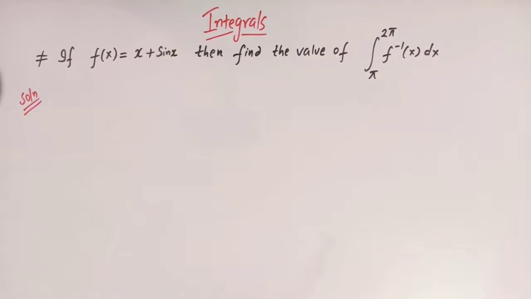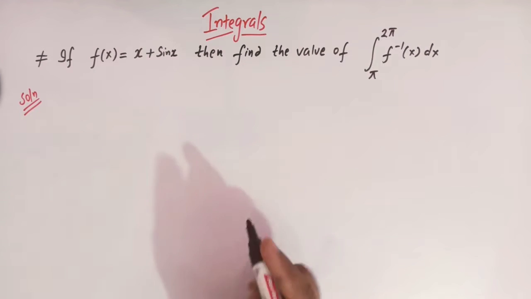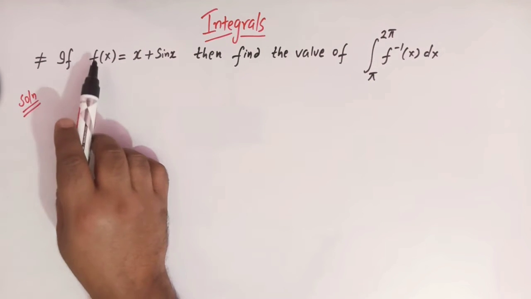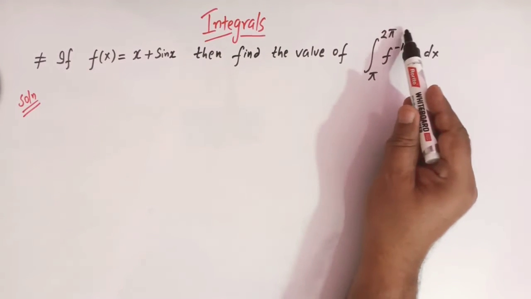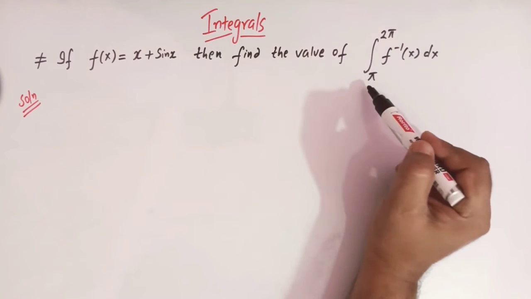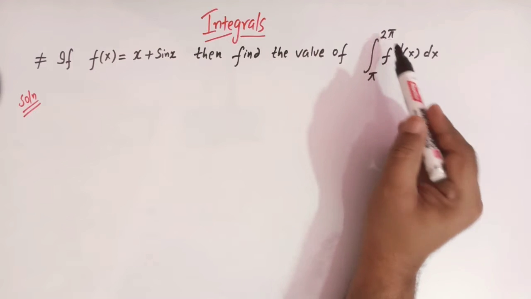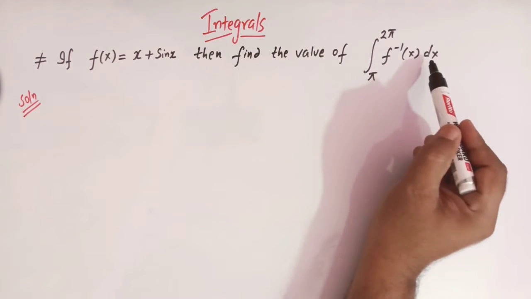Hello viewers, in today's class we are going to discuss a very important and conceptual problem from definite integrals. So here we have to solve a very interesting problem, and the problem goes like this. If f of x is equal to x plus sine x, then we have to find the value of this integral, that is from pi to 2 pi f inverse of x.